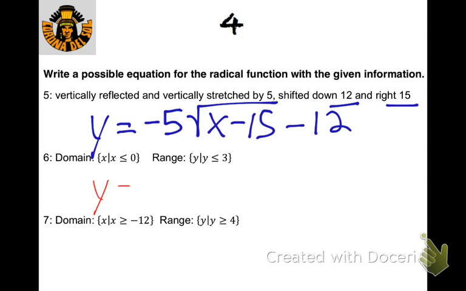This one has a domain that's less than or equal to 0, so that means it's been horizontally reflected. So it's going to have a little negative x there. And then the range has a 3 here, so that means it's got to have a plus 3. And then it says it's less than or equal to 3, so that means it is not going up, so it's actually going down. So we got to put a little negative sign in front to show that it's been vertically reflected.